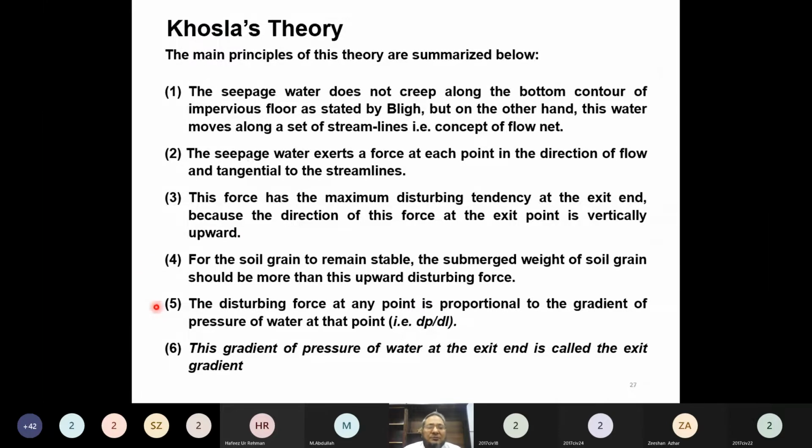Now, number 5, the disturbing force. What is the disturbing force? Seepage force. Seepage force is the disturbing force. Okay. The disturbing force at any point is proportional to the gradient of pressure of water at that point. So that is dP over dL. This is the gradient of the seepage force.